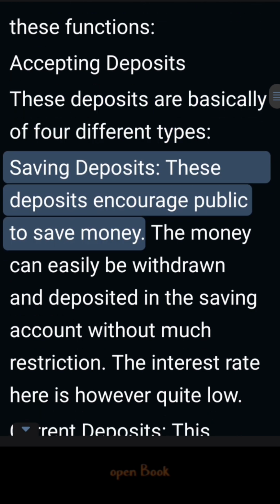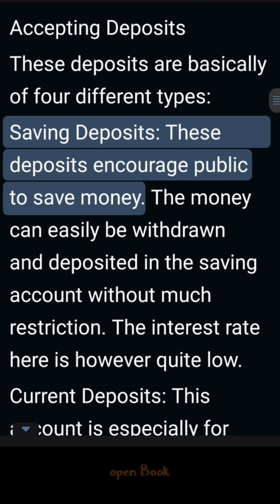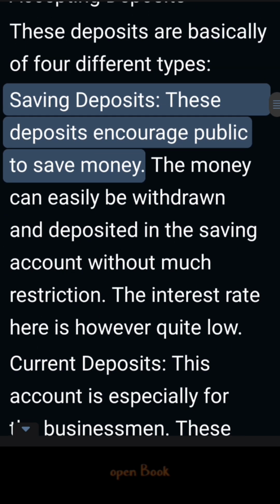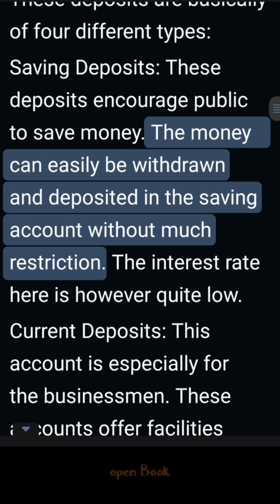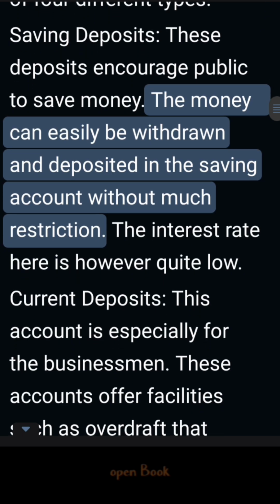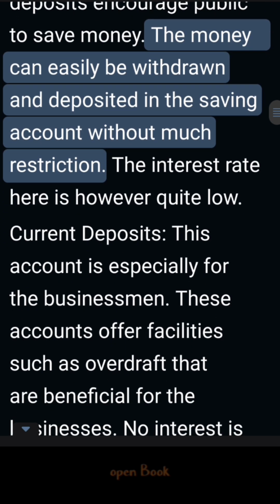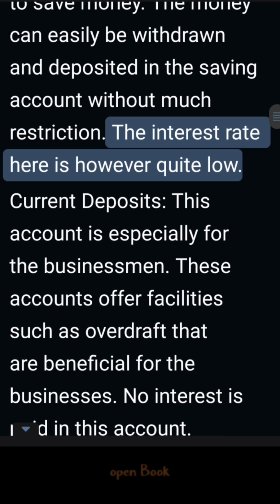Saving deposits. These deposits encourage the public to save money. The money can easily be withdrawn and deposited in the saving account without much restriction. The interest rate here is, however, quite low.